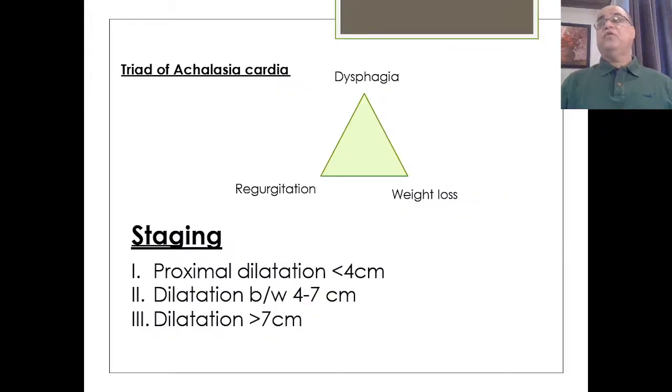So the triad of cardiac achalasia is dysphagia, more with liquids to start with, and this will lead to weight loss, of course, and regurgitation. Its staging depends upon the dilatation of the proximal part of the esophagus. If it is less than 4 centimeter, it is stage 1. If dilatation of the proximal esophagus is between 4 to 7 centimeter, then it is stage 2. And in stage 3, the dilatation will be more than 7 centimeter.